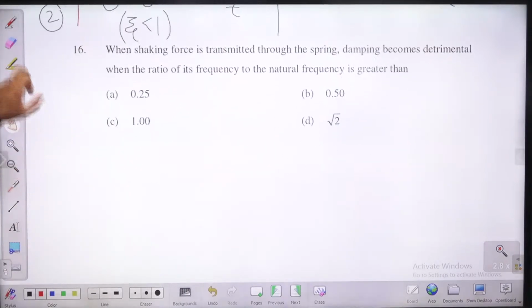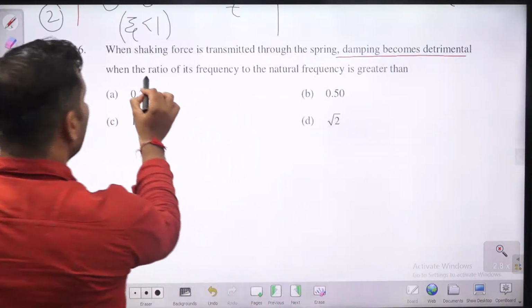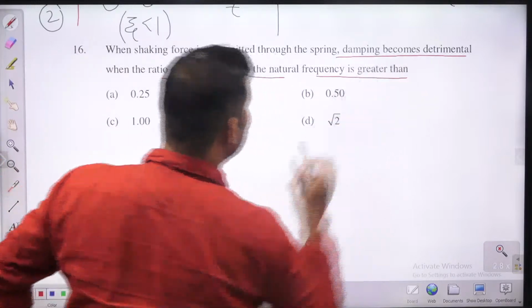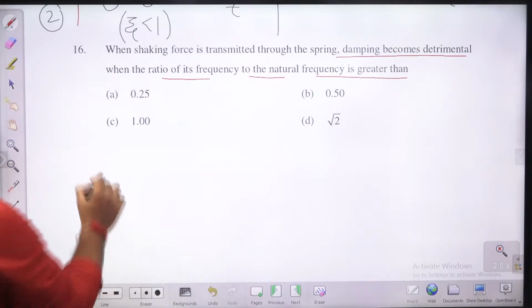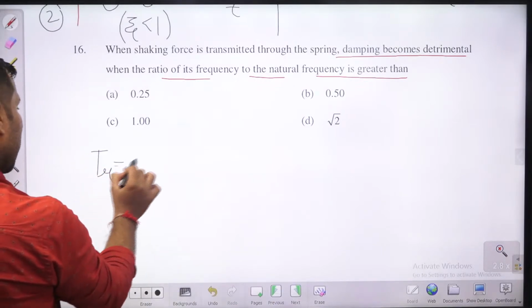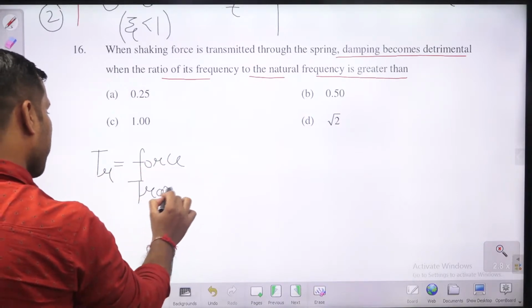16th question, guys, in front of you. When shaking force is transmitted through the spring, the damping becomes detrimental when the ratio of the frequency to the natural frequency is greater than what? This question is good, guys, a very good question. There is a term known as transmissibility, force transmissibility.